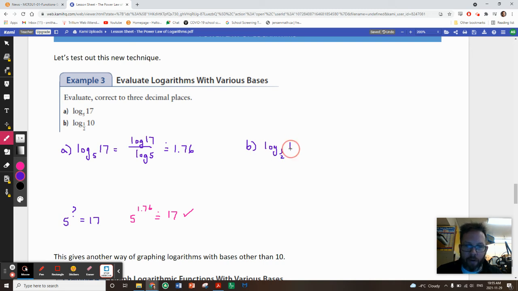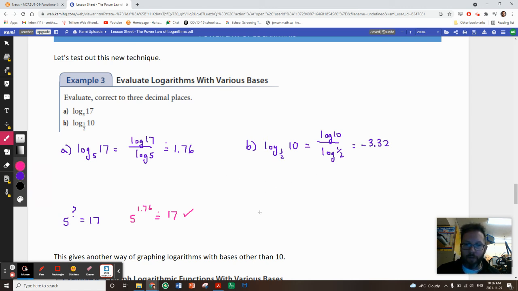Log base 1/2 of 10. So using our new technique, that's equal to the log of 10 divided by the log of 1/2, which our calculators are more than happy to do using the log button. You give it a try as well. I got negative 3.32 approximately, and we can check this out.